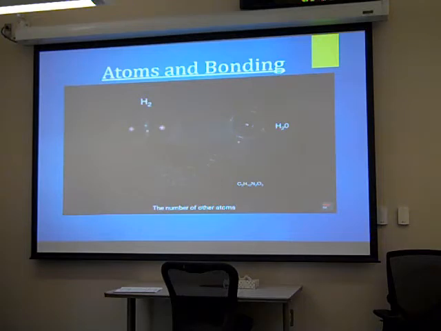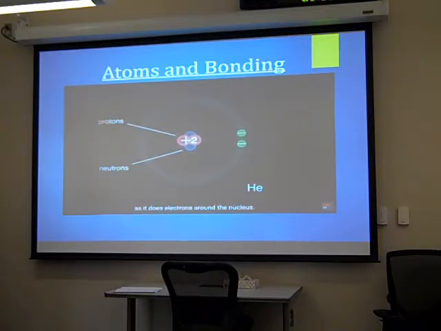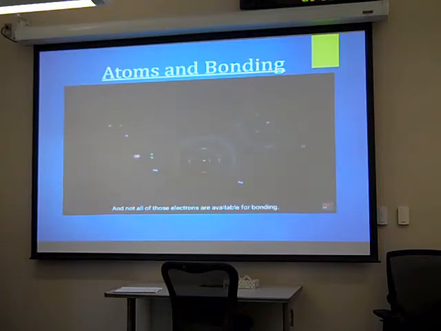The number of other atoms one atom can bond with depends on how its electrons are arranged. So, how are electrons arranged? Every atom of a pure, unbonded element is electrically neutral, because it contains the same number of protons in the nucleus as it does electrons around the nucleus. And not all of those electrons are available for bonding. Only the outermost electrons, the ones in orbitals furthest from the nucleus, the ones with the most energy, only those participate in bonding. By the way, this applies to ionic bonding too.